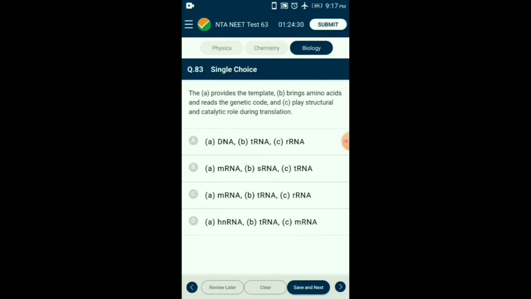A ribosome is a complex macromolecule composed of structural and catalytic RNAs, ribosomal RNAs, and many distinct polypeptides. In eukaryotes, the synthesis and assembly of ribosomal RNAs occurs in the nucleolus. So the answer for this question is option C. A, mRNA provides the template. B, tRNA carries amino acids and reads the genetic code. C, ribosomal RNA plays a structural and catalytic role during translation.